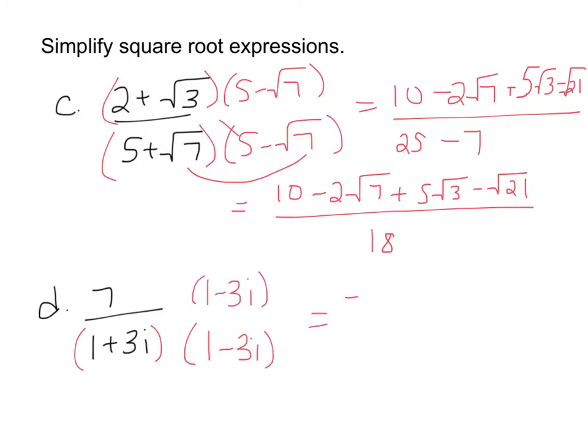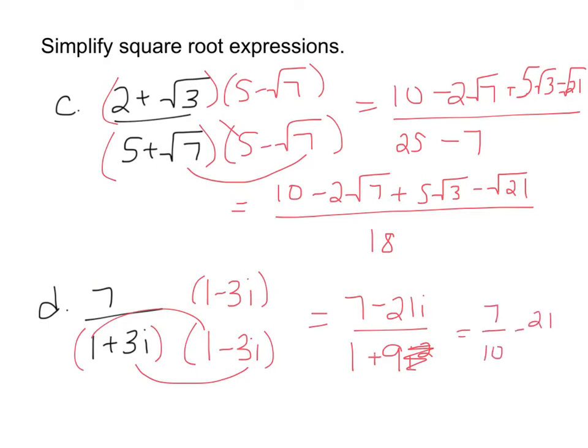Multiply across the top, we get 7 minus 21i. Multiply across the bottom, we do 1 times 1, and then 3i times negative 3i, which gives us negative 9i squared. Change the sign. And so we have 7 over 10 minus 21 over 10i. And neither one of those can be simplified, so that's it. That's our answer.